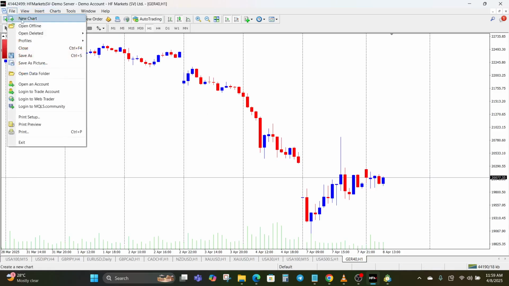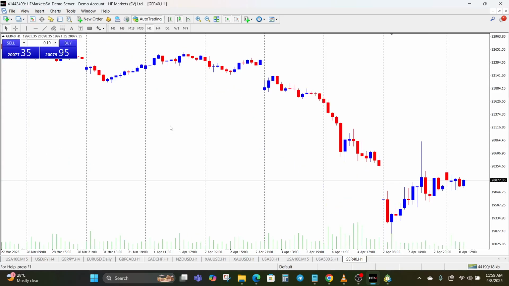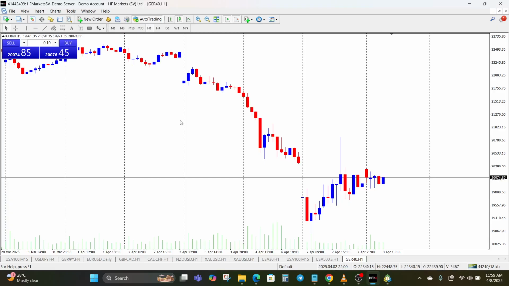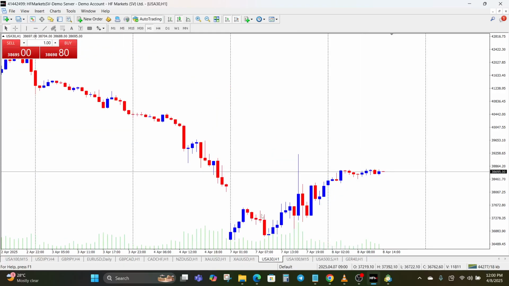Or you can just come to File, you come to New Charts, and then you go to Indices. You select the particular index that you want to trade, and then you add it. Remember that when you are adding a symbol, brokers often use their own naming system. So you might see USTEC for NAS 100, or US 30 for the Dow Jones. Once you've activated the index symbol, you drag it onto your chart window. You're now ready to analyze.